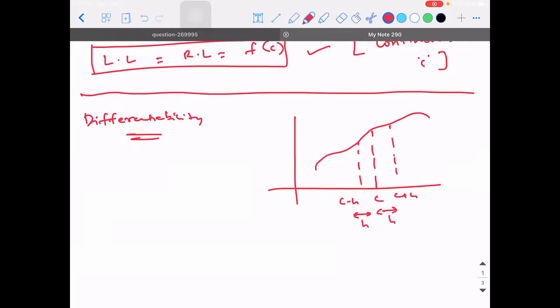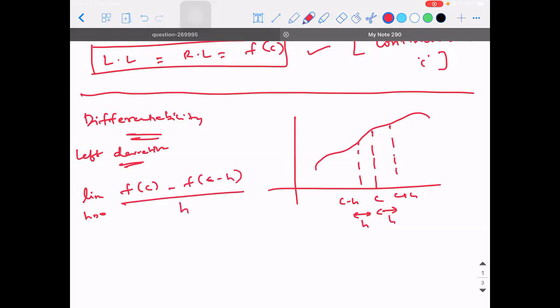This we would have discussed, right? So how do you check the left derivative? Limit h tends to 0, f of c minus f of c minus h, the whole divided by h. This is called as the left derivative. If I join these two points, I will get a secant. So what is the slope of the secant? f of c minus f of c minus h divided by h. Guys, I hope you know this.